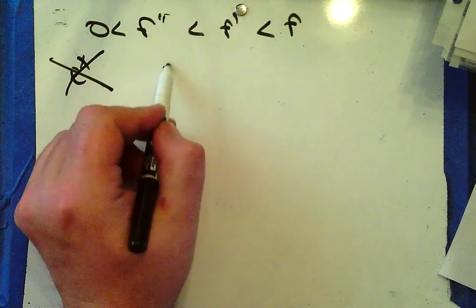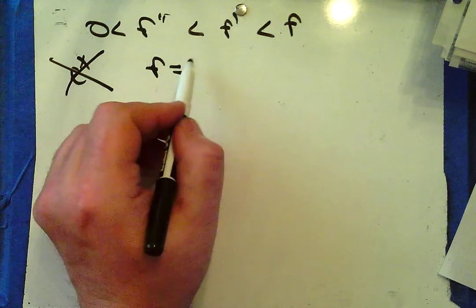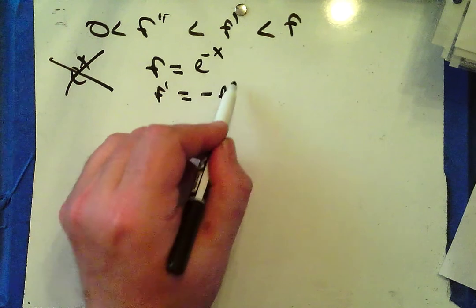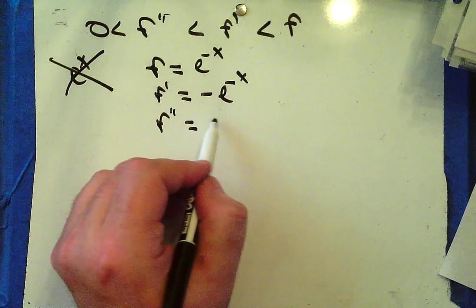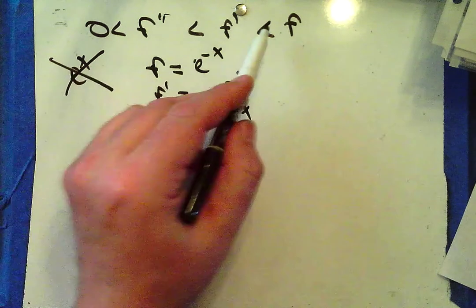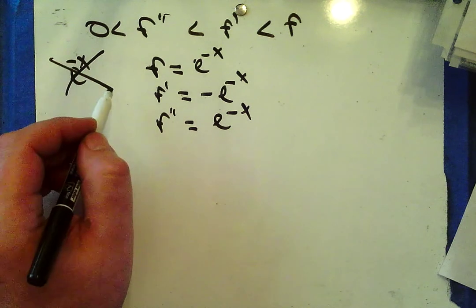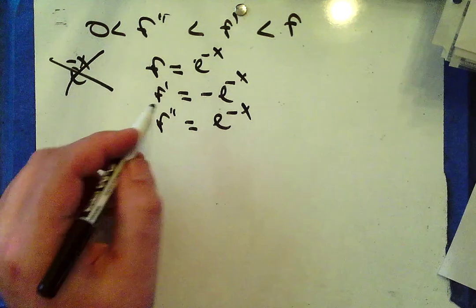Okay, so I guess I want to do this. I want to say f equals e to the minus x, then f prime would be negative e to the minus x, and f double prime would be e to the minus x. Again, these are the same, and none of these are the same, so it can't be e to the minus x. Okay, what about e to the x over 2?